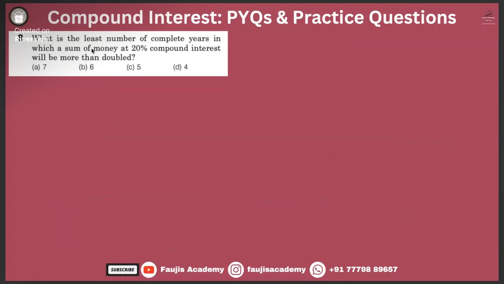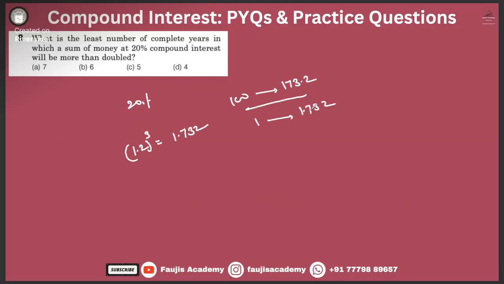What is the least number of complete years in which a sum of money at 20% compound interest will be more than double? If it is 20% compounding annually, in 3 years, how much will it be? 1.728. That means 100 rupees has already become 172.8, or 1 rupee has become 1 rupee 72 paise.